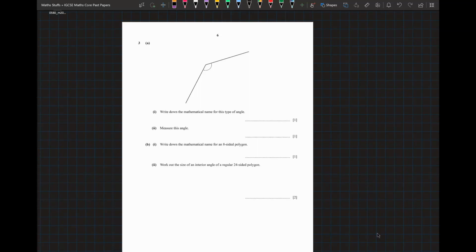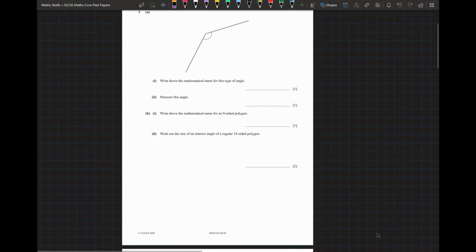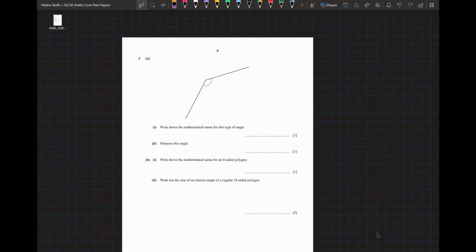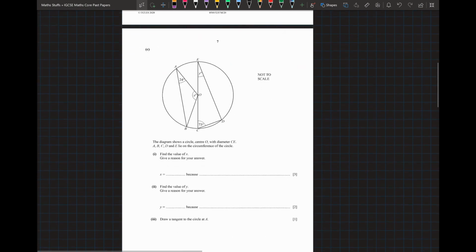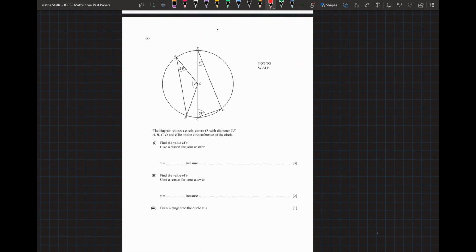For this video, we are going to be looking at a question from the Maths Core Paper 3 from 2020. Here's the question. It starts out with some questions about this angle that they've given us a picture of here. And then it moves on to one of these triangles inside a circle questions, which this one's fairly straightforward. Some of them can get a little bit intimidating.